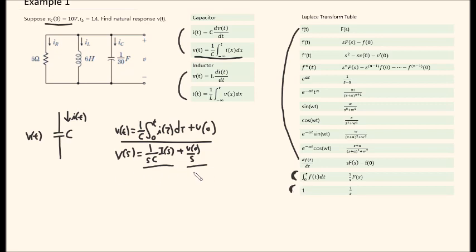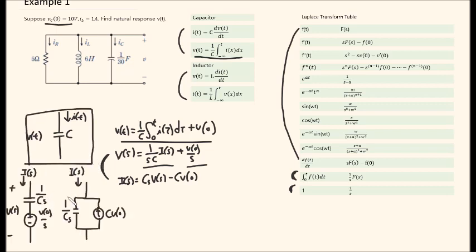If we rewrite this whole equation in terms of current, we can get this equation. And from these two equations, we can draw the Laplace version of this circuit. Here I have drawn two equivalent versions of this circuit. I drew this circuit using this equation, and I drew this circuit using this equation.